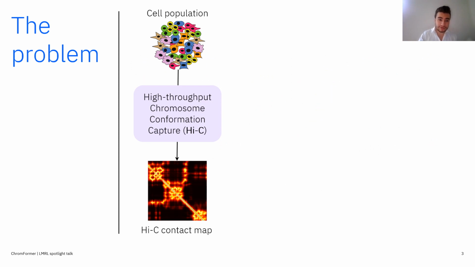However, compared to proteins, there are no experimental methods to find the 3D genome structure. The only insight is given by high-throughput chromosome conformation capture techniques, also called Hi-C. This technique creates a matrix that contains the interaction frequencies between parts of the genome.